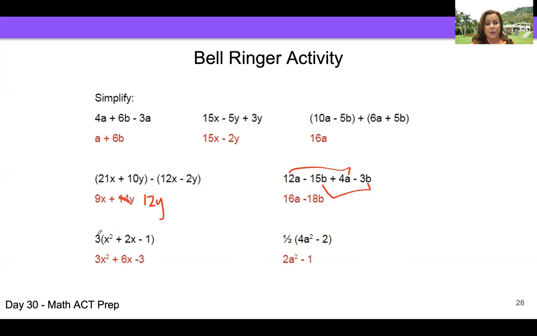Here, you just are going to distribute this 3 all the way through. And same thing here. You're going to distribute this 1/2. Half of 4 is 2, and half of negative 2 is negative 1. Hopefully everybody's like, yes, I got it all right.